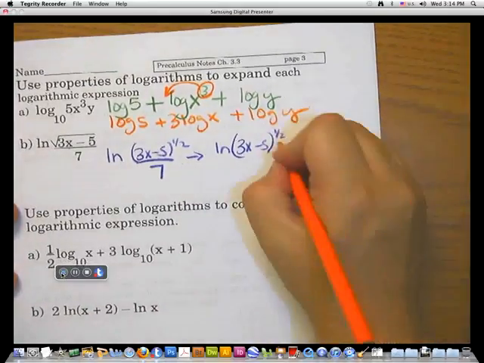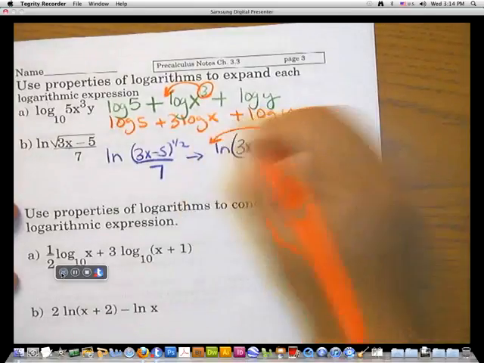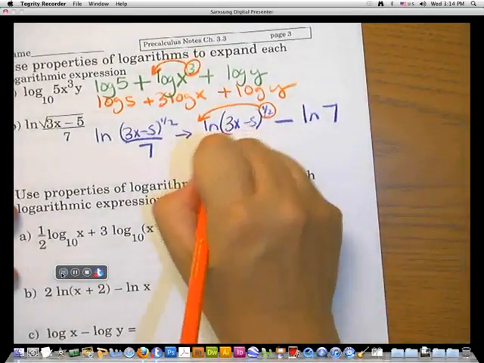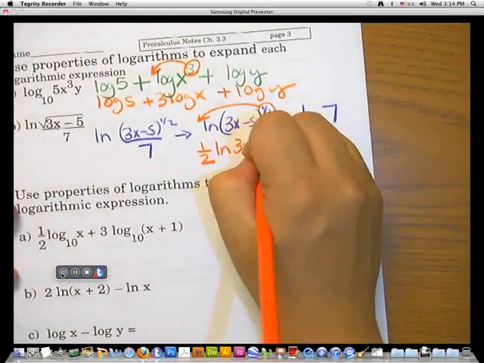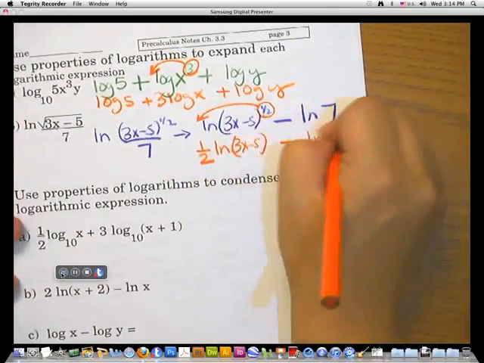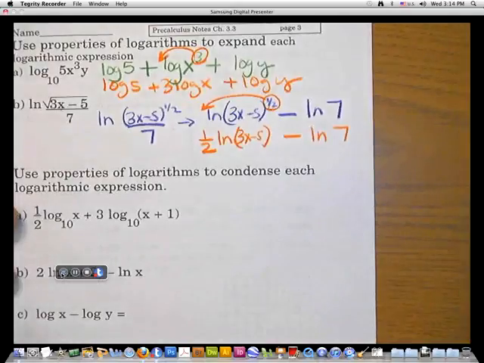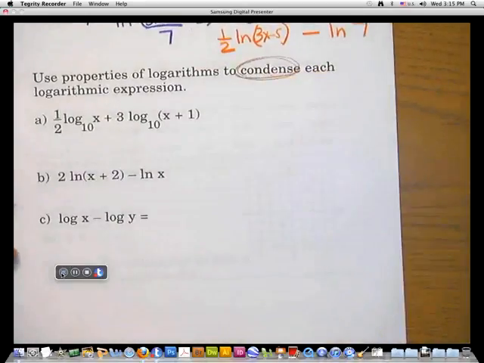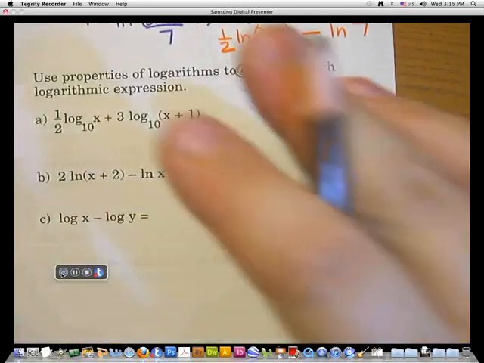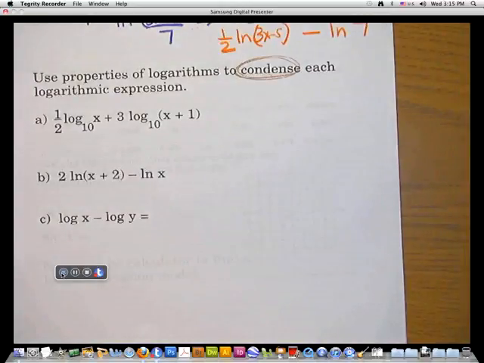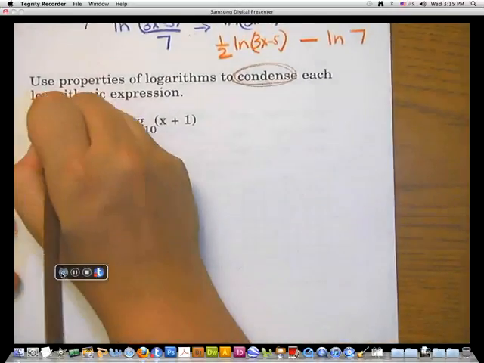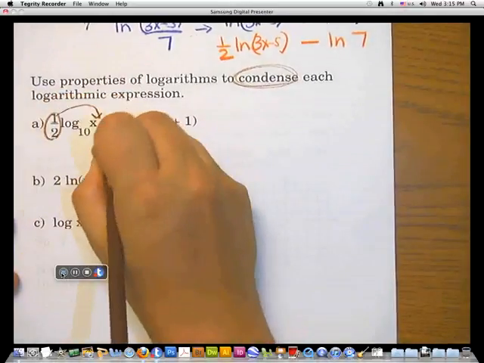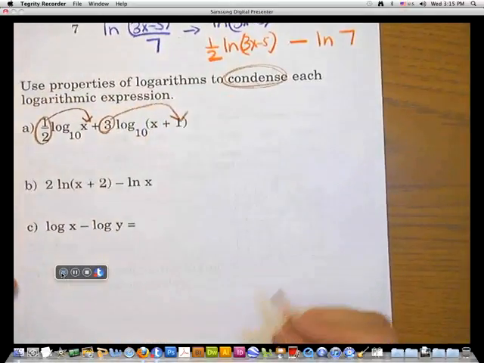And the way we're going to clean it up is that a fraction gets to move out as a coefficient. So 1/2 natural log of 3x minus 5 minus the natural log of 7. So that's expanding. Now we want to condense. So we have stuff that's addition, we have coefficients, and we want to change them back into multiplication, division, and exponents. So we're going to start with the coefficients.